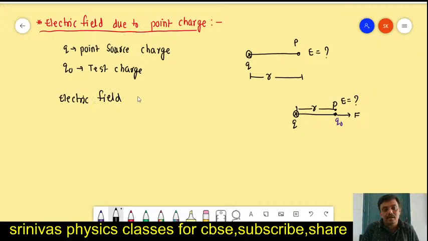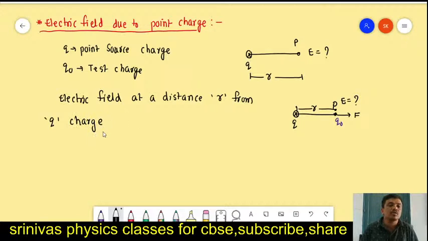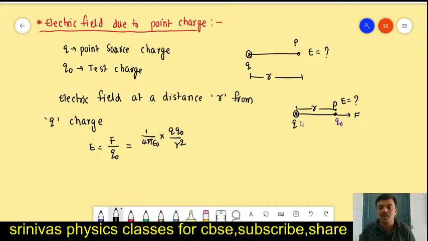Electric field at a distance r from a small charge q. I want to find out the electric field. The basic formula is force by test charge. What is the force on the q naught charge? 1 by 4 pi epsilon naught into q naught by r square. You know that force formula, right?